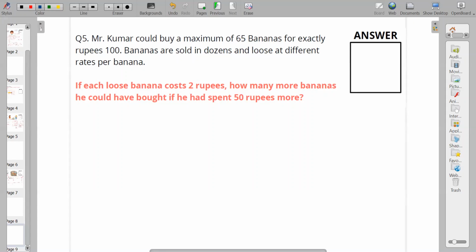Question 5. Mr. Kumar could buy a maximum of 65 bananas for exactly rupees 100. Bananas are sold in dozens and loose at different rates per banana. If each loose banana costs 2 rupees, how many more bananas could he have bought if he had spent 50 rupees more? Correct. This is the question.